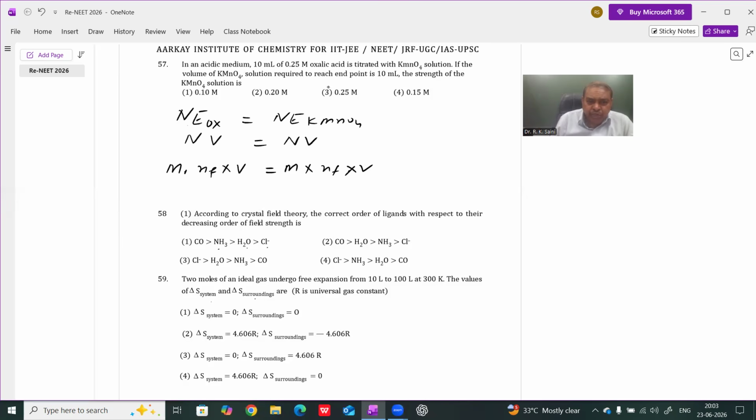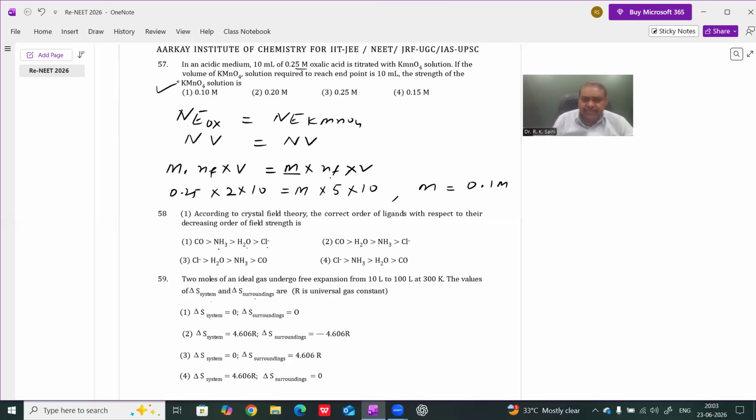In this question, the molarity of oxalic acid is given as 0.25. Its n factor is 2 and the volume is 10 ml. We find the molarity of KMnO4. It is in acidic medium, its n factor is 5, and the volume is 10 ml. Hence the molarity of KMnO4 is 0.1 M.